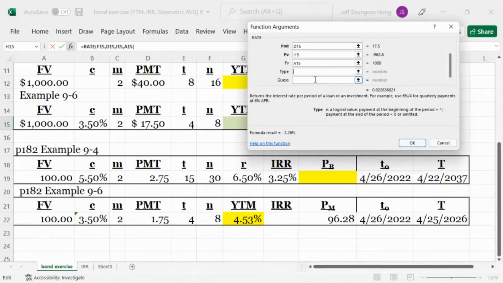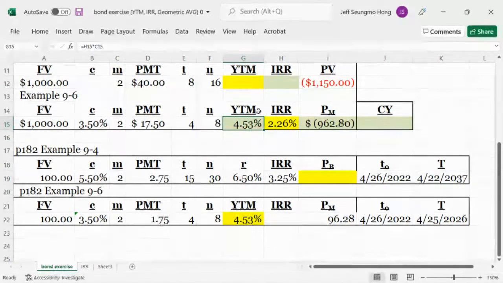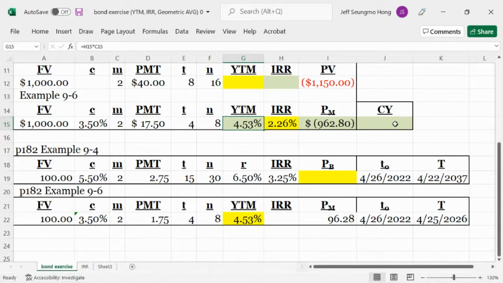Type, it's ordinary annuity. Bond is ordinary annuity, right? By default, so you don't have to put anything there. Hit OK. You got 2.2. If this is half year rate, full year rate will be this times 2, right? And there you go, 4.53. Okay, the same result, right? If you arrived at the same result, that's it. You're good.